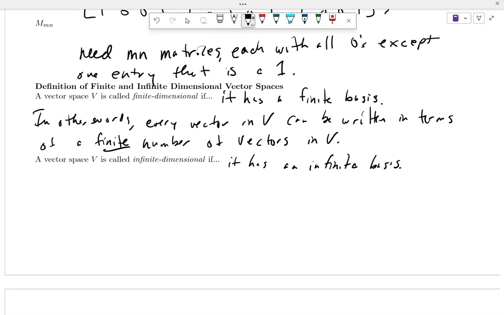Can you think of a space that might be infinite dimensional? Say that again. That would be an example of an infinite vector. You're right. R infinity, if you have infinitely many components, you could actually do that. Absolutely. That would be an example of an infinite dimensional vector space.